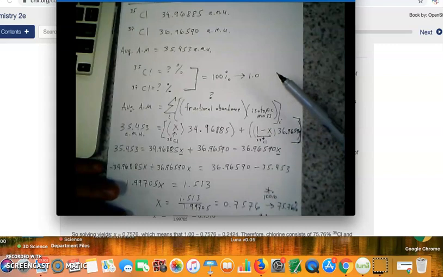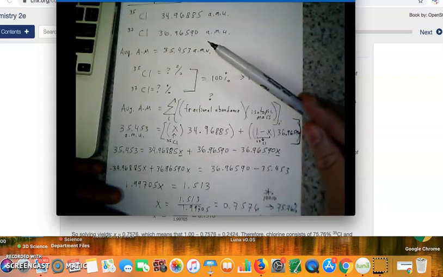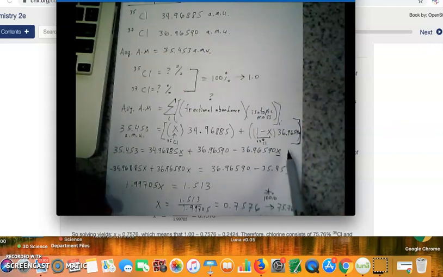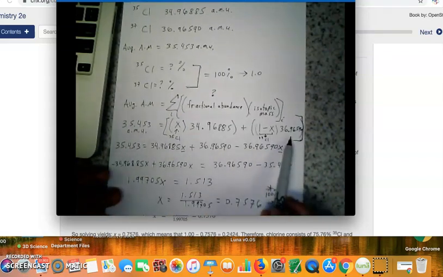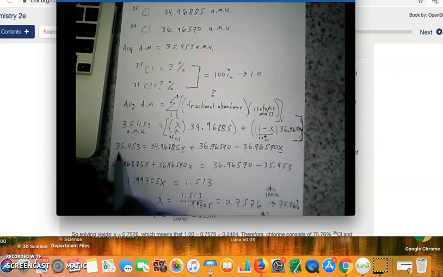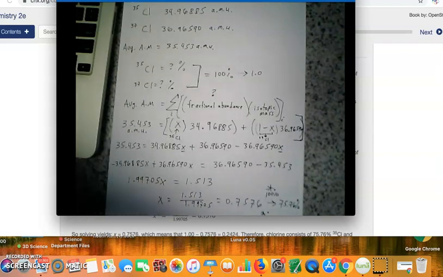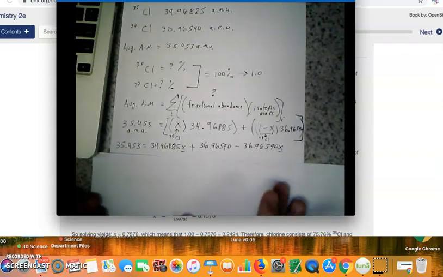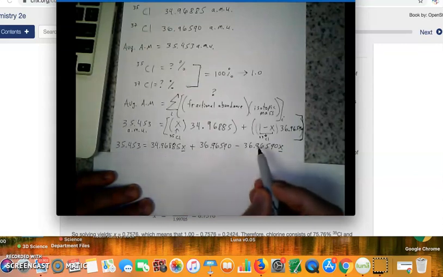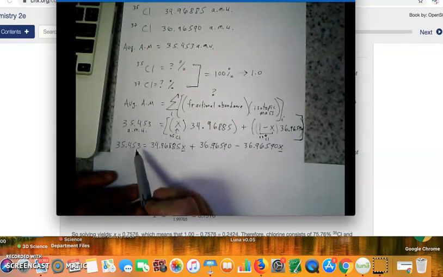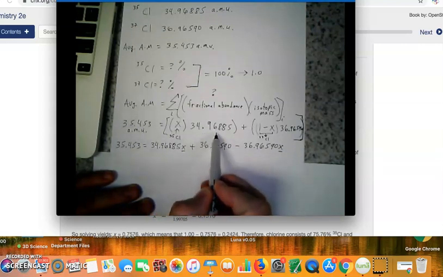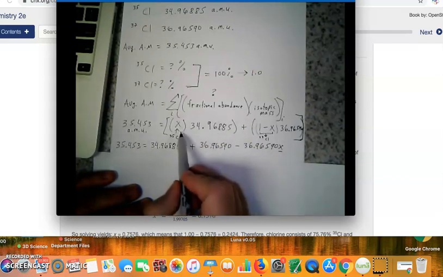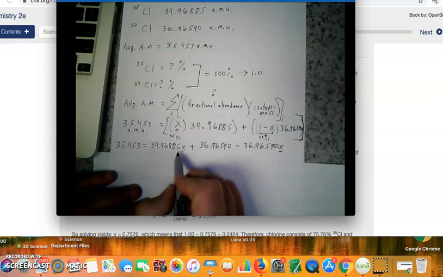And then the mass for chlorine 37, which is 36.96590. Okay, so now here's our expression that we need to simplify. Let me get a piece of paper. So here we're going to simplify this. What we're going to do is bring this number down, the average atomic mass, and then we're going to distribute this X. So 34.96885 times X is 34.96885 X.